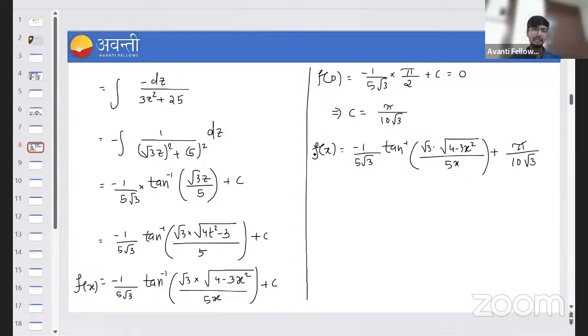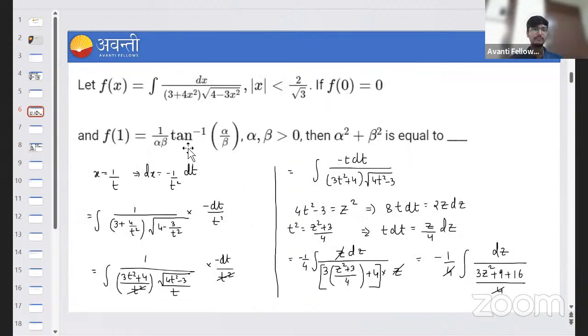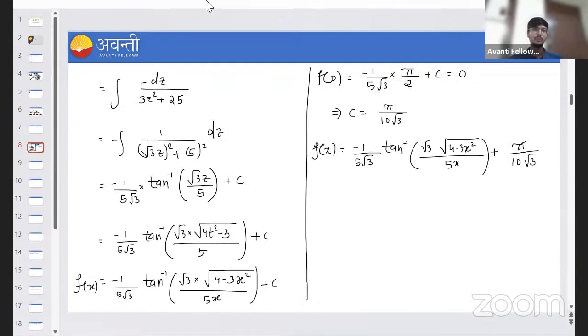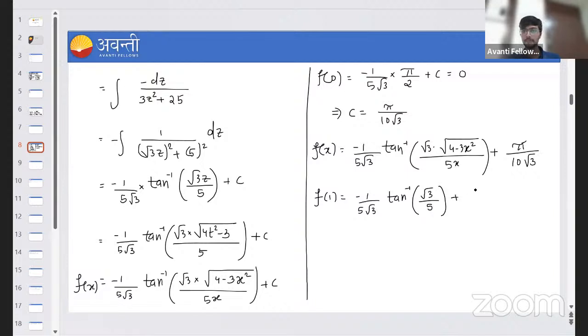Got it? And we have to find f of 1. So let's find f of 1. What will be f of 1? f of 1 will be equal to minus 1 upon 5 root 3 tan inverse of... So 4 minus 3, it will be 1. Upar toh root 3 bacha. So root 3 by 5 plus pi by 10 root 3.